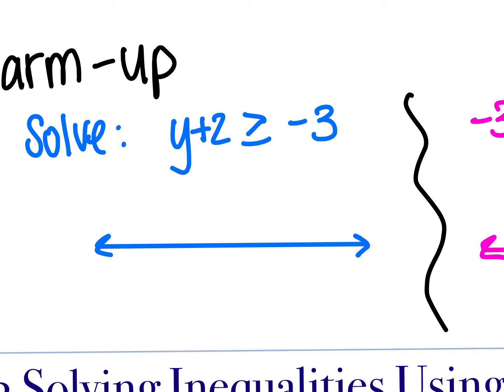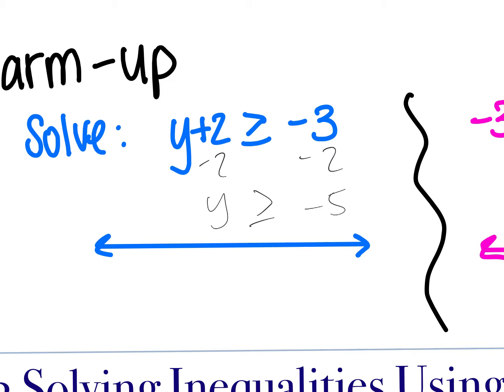Let's go. Did we subtract 2 from both sides? What do we get on the right when we subtract 2 from negative 3? Negative 5. Does our inequality change at all? No, so it's still y is greater than or equal to negative 5. Okay, I accidentally put a 0 there.